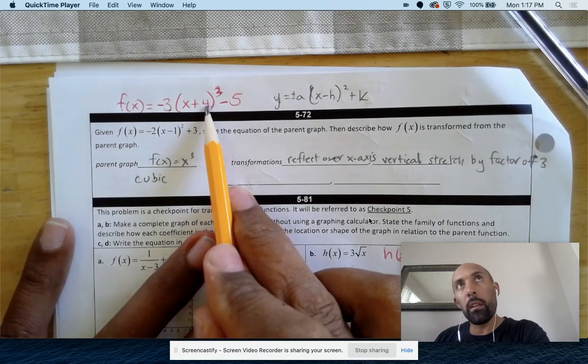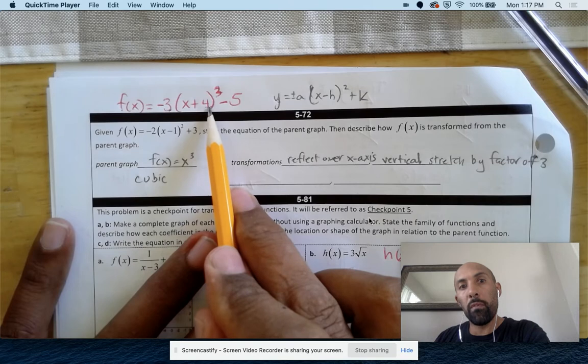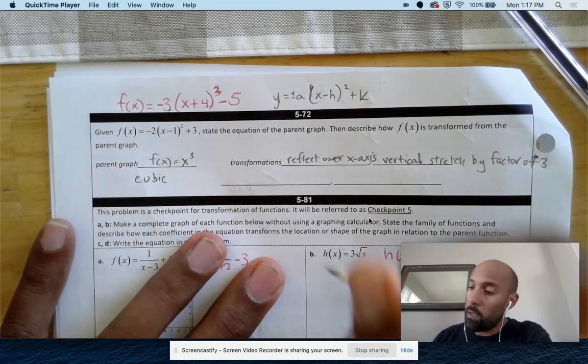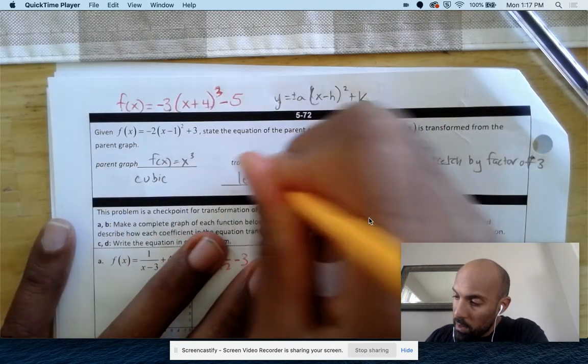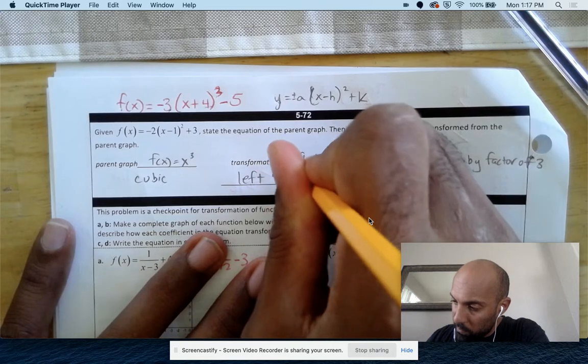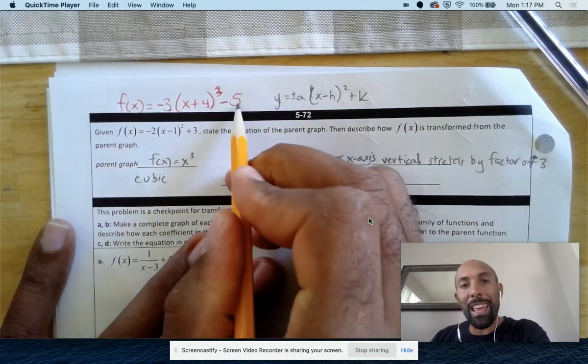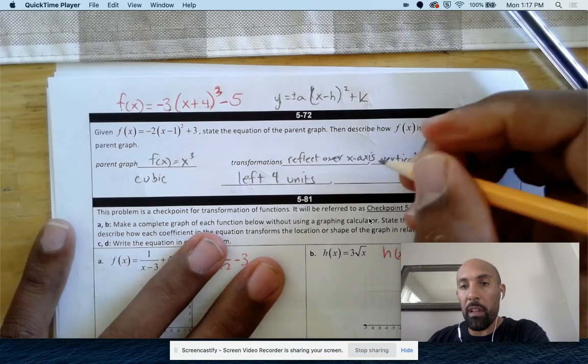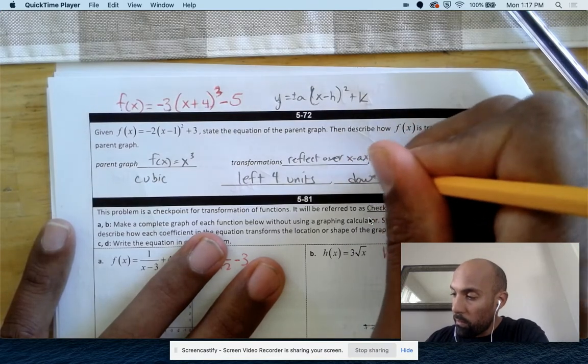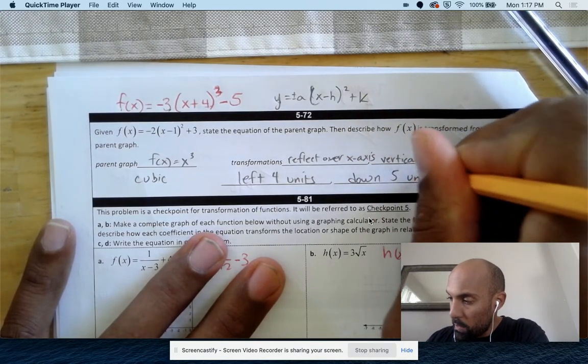Okay, remember, you have to think reverse, right? So positive 4 would mean I'm actually going to the left. So that's left 4 units. And then the k value is -5, and that would be down 5 units.